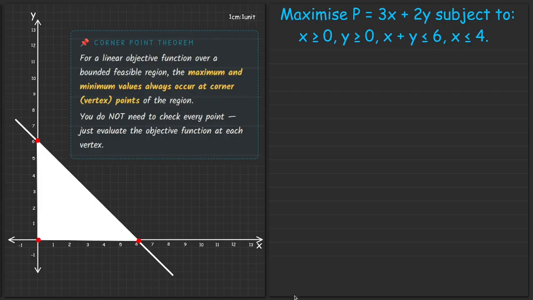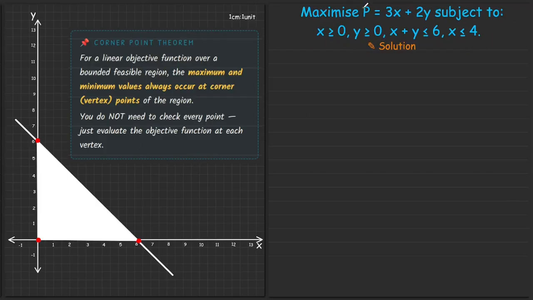For our second question we have here, it says we have to maximize P equals 3x plus 2y subject to x is greater than or equal to 0, y is greater than or equal to 0, and that is to tell us that we are working in the first quadrant. And then we have x plus y is less than or equal to 6, and x is less than or equal to 4. Now this function we have here is what we call the objective function. That is what we want to either minimize or maximize. In this case, we want to maximize. And then these other ones are our constraints.